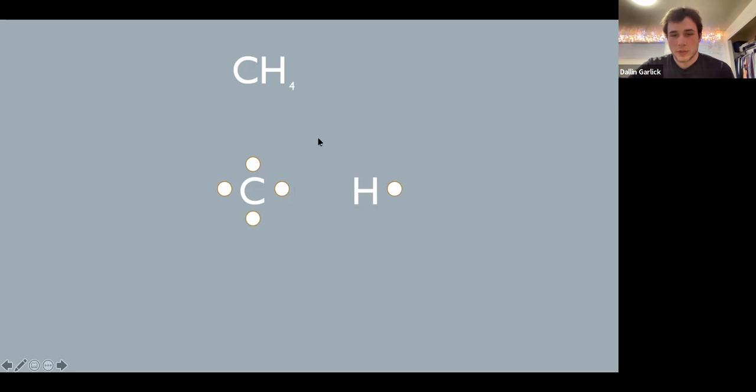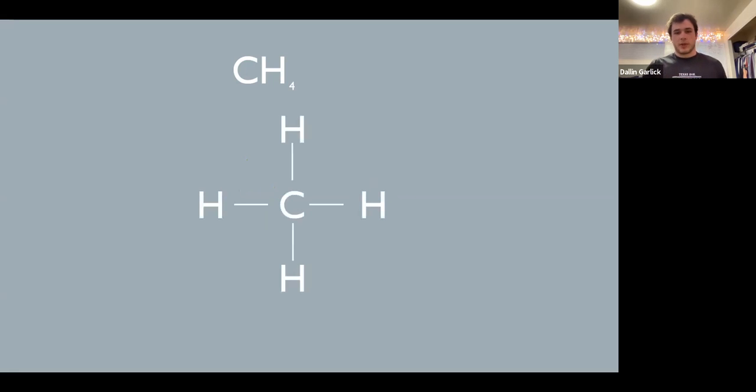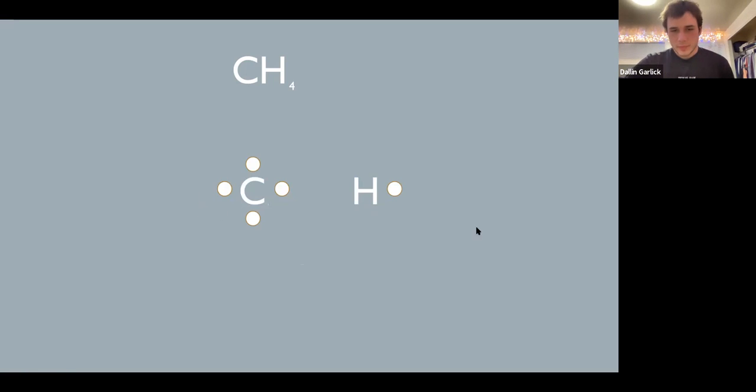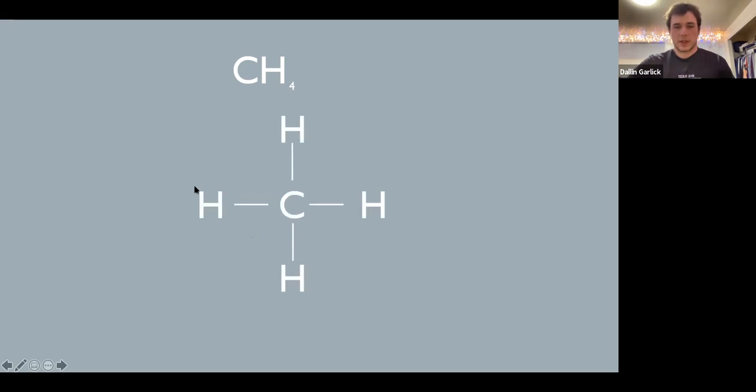And we have 4 hydrogens. And so these 4 hydrogens will each connect to one of these valence electrons of carbon. And so whenever you have 2 electrons, or 2 of these dots, going together, it forms a line. And so anytime we have a line, this signifies that there are 2 electrons. So to put it all together, we put the hydrogen here, here, here, and here, which makes this.